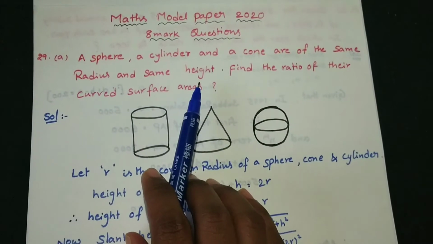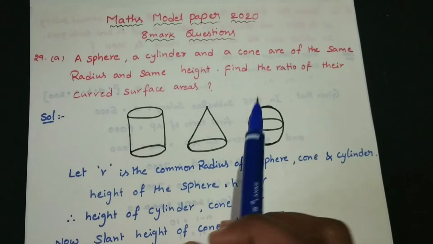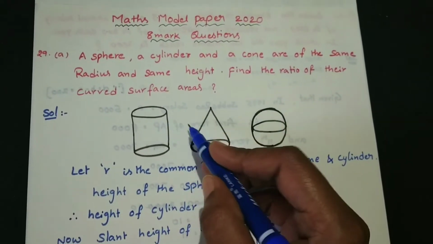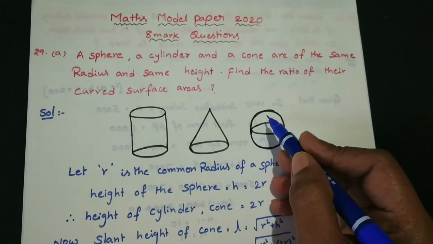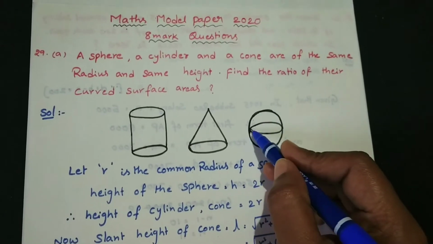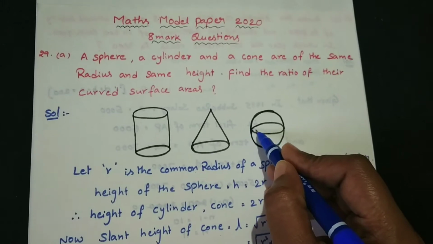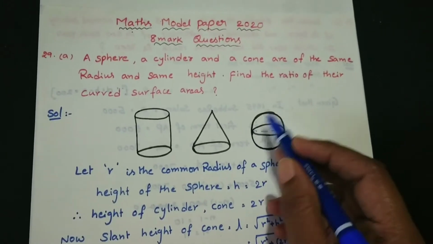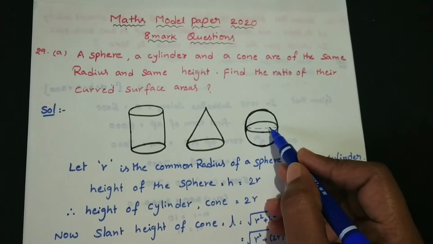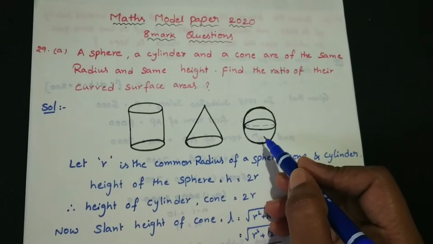The radius and height are the same. R is the same for all those three: cylinder, cone and sphere. And height is also the same: cylinder height, cone height and sphere height. The sphere height, if you are drawing like this, this is the height, and this is nothing but the diameter of the sphere. Since the radius is r, the diameter is 2r. This diameter 2r is nothing but the height of the sphere.